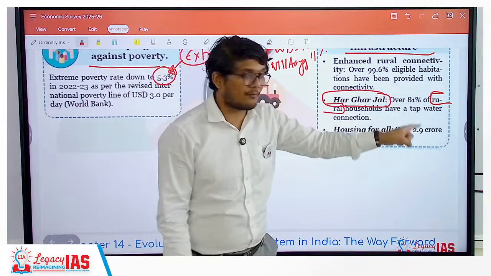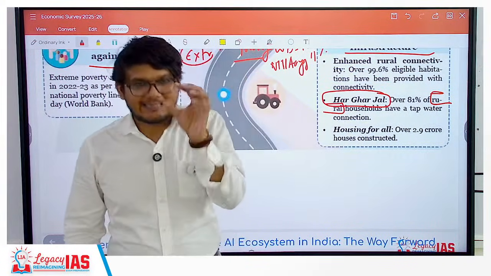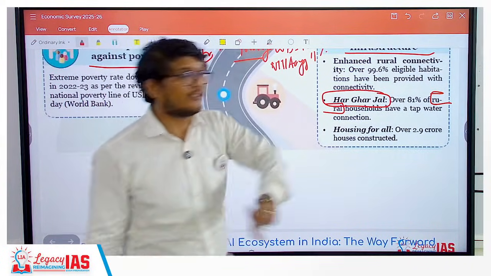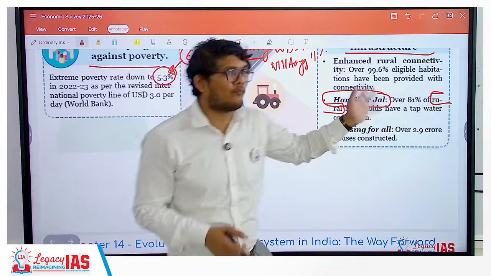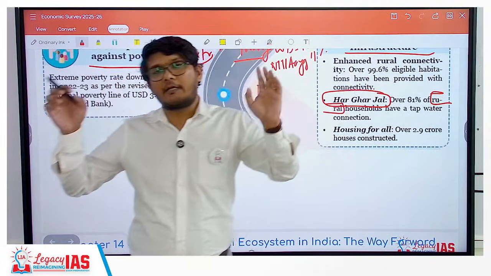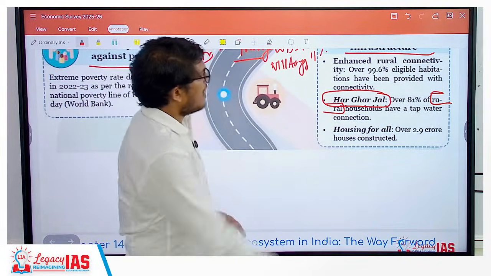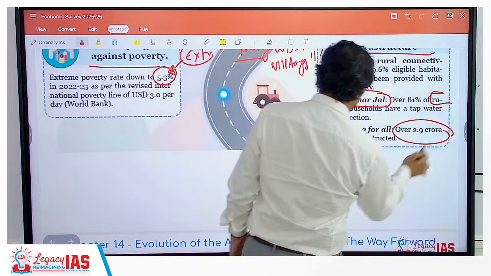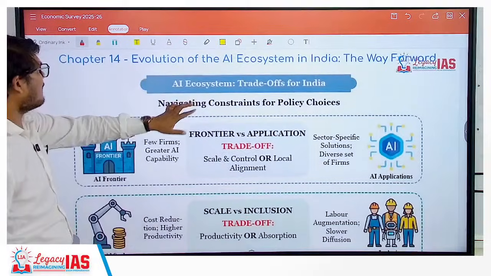Har Ghar Jal means water in every house. But this is talking about water in every house in rural India. So UPSC can play with this word and say that it talks about tap drinking water in rural and urban. No, it is for rural India. Housing for all, over 2.9 crore houses have been constructed under the Awas Yojana.